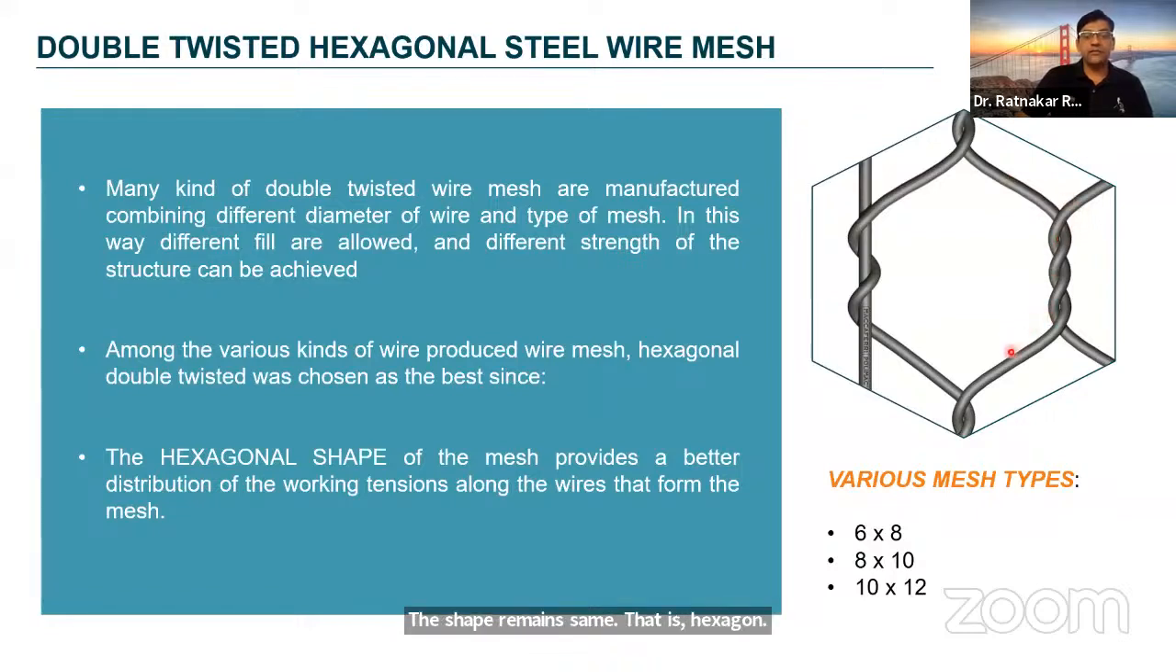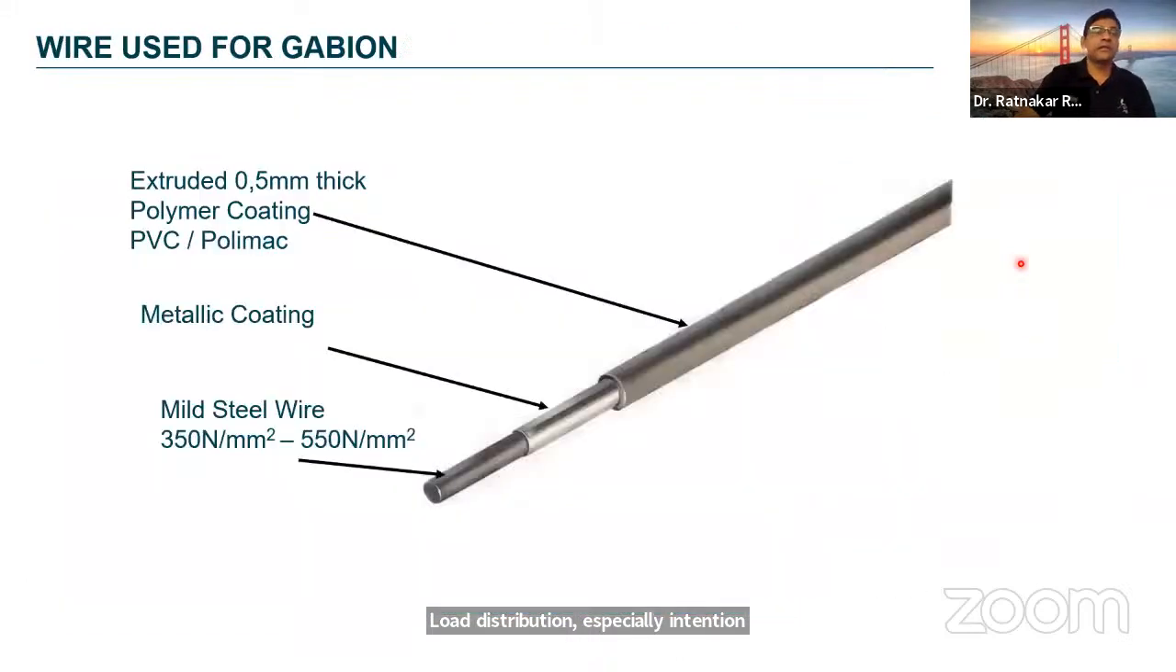The advantage of double twist is that if you accidentally break one of the wires, the mesh doesn't open up. It doesn't unravel, and the integrity of the mesh is maintained. And the hexagonal shape is one of the best shapes where you can find the load distribution, especially in tension, is very good when you have such a shape.